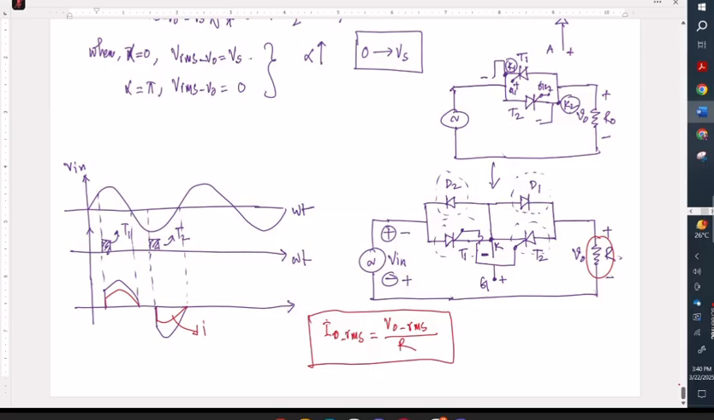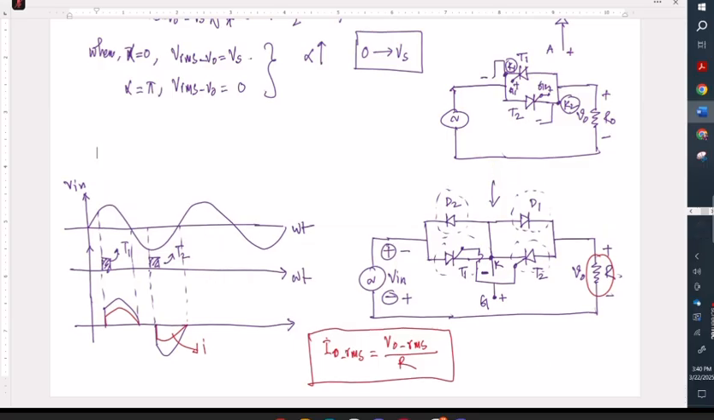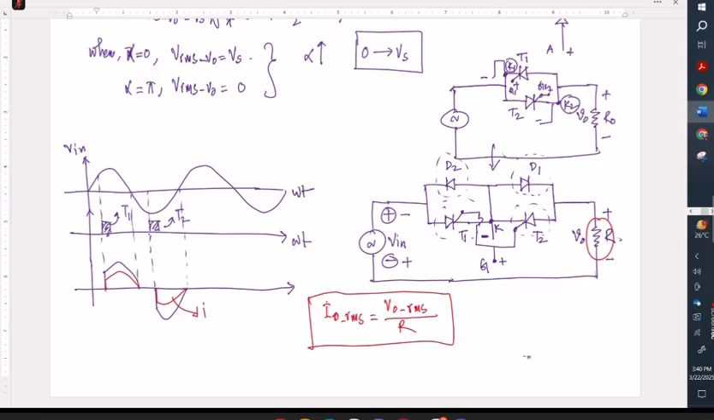So is there any confusion regarding this so far? No, sir. Okay. So this is one type of AC to AC control circuit. Let us see another type of AC to AC controller circuit.